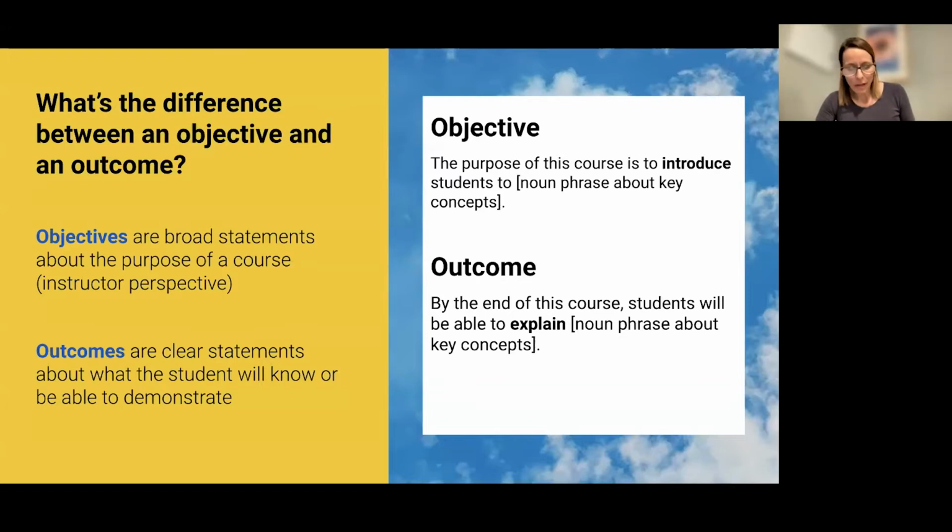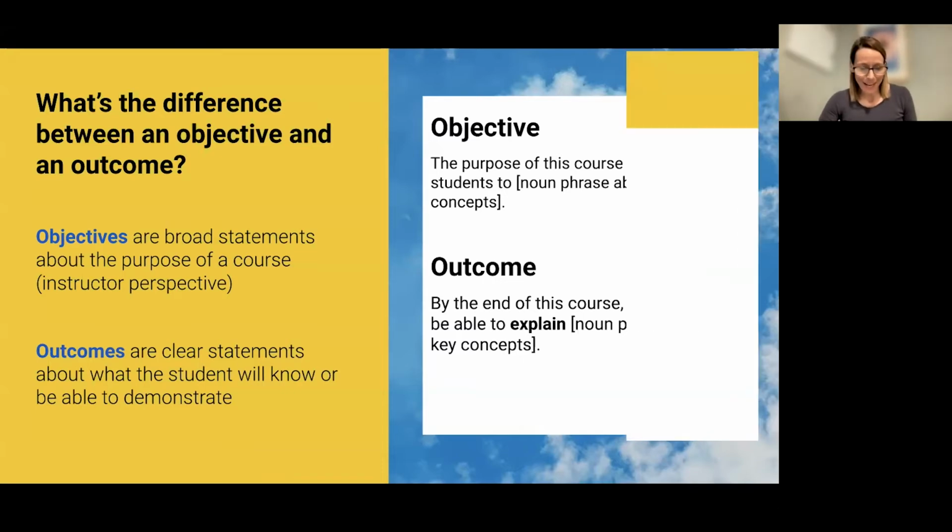Learning outcomes, however, are clear statements about what the learner is expected to know or be able to demonstrate by the end of a course or program, whatever the time is. And they are written from the student's perspective. So on the right, you can see that I have used the word explain. It's the students that are doing the explaining, not the instructor. Overall, just don't get too caught up in the difference between the two. Instead, see the value of designing and delivering a course by what you wish for students to get out of it.